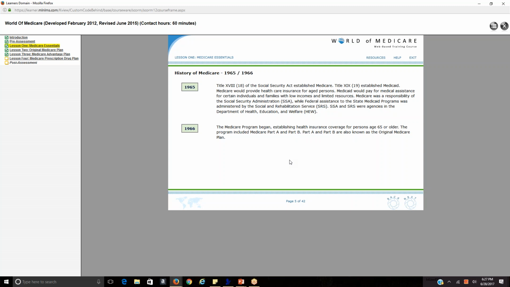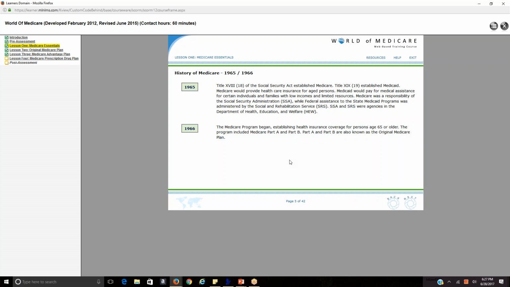Title 19, the next year, established Medicaid. Medicare was to provide health care insurance for aged persons. Medicaid would pay for medical assistance for certain individuals and families with low incomes and limited resources. Medicare was a responsibility of the Social Security Administration, while federal assistance to the state Medicaid programs was administered at that time by the Social and Rehabilitation Service, which was the SRS. The SSA and SRS were agencies within the Department of Health, Education, and Welfare.